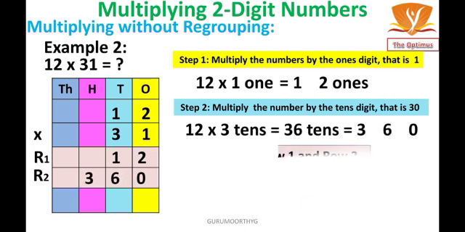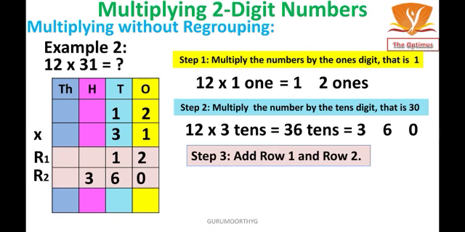Step 3, add row 1 and row 2. That means 12 plus 360. Yes, I am going to add ones place. 2 plus 0 equal to 2. This 2, I am going to write in ones place.